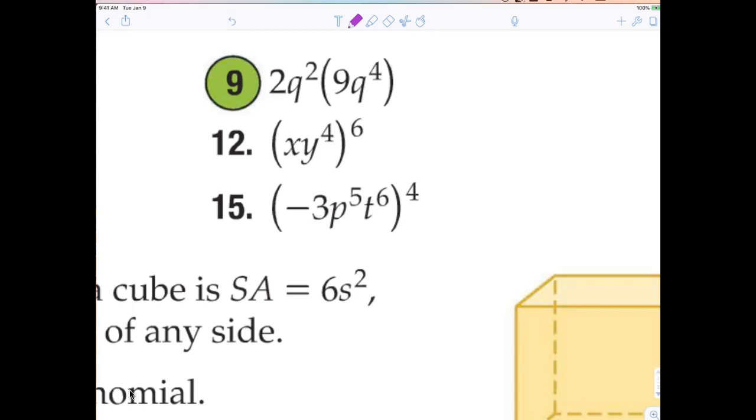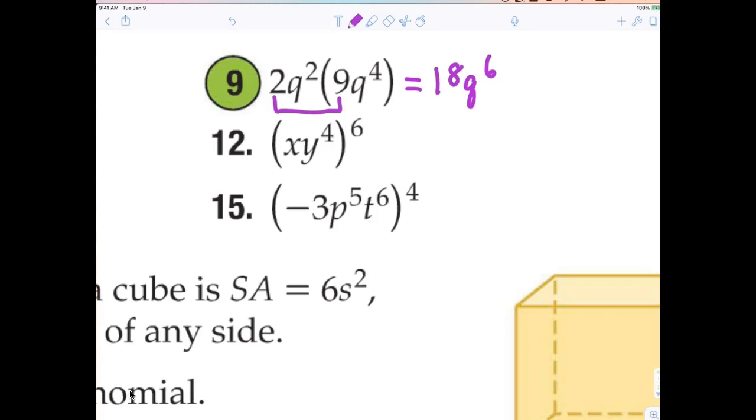What do you think? That's what everybody has said so far. All 3 of my classes said 11q to the 6th. Ms. Fidella, tell me. That's exactly right. 18q to the 6th. You see, the 2 and the 9 are still numbers. They're not exponents. You agree with me on that? So again, very, very easy. Multiply numbers, add exponents. Multiply numbers, add exponents. Any questions with that now?